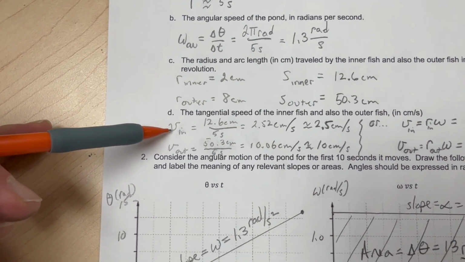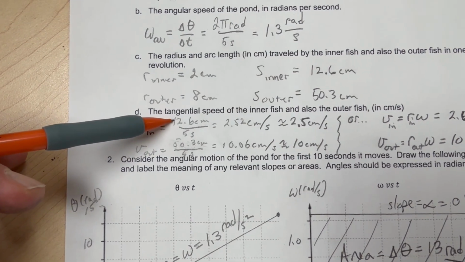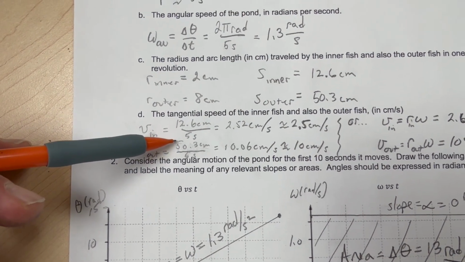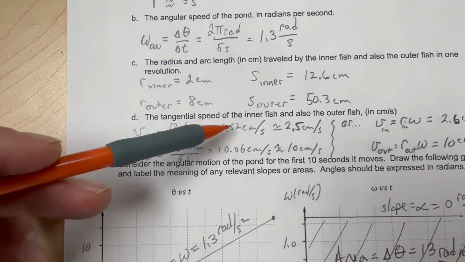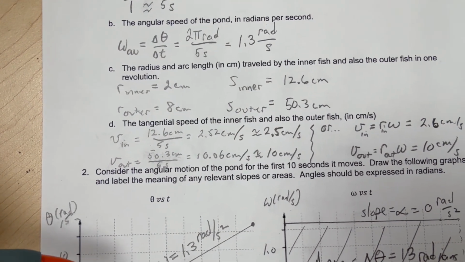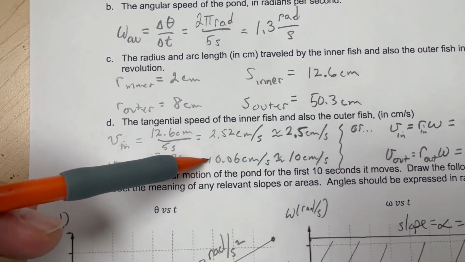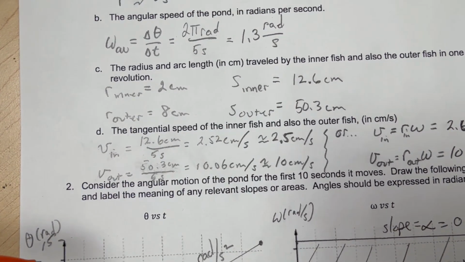So here's one way you could do it. I took the distance they go in 1 revolution, and I took the time that it takes, and I divided them, and that gives me about 2.5 centimeters per second. Some rounding in there. Here's another, for the outer fish, it ends up being about 10 centimeters per second.